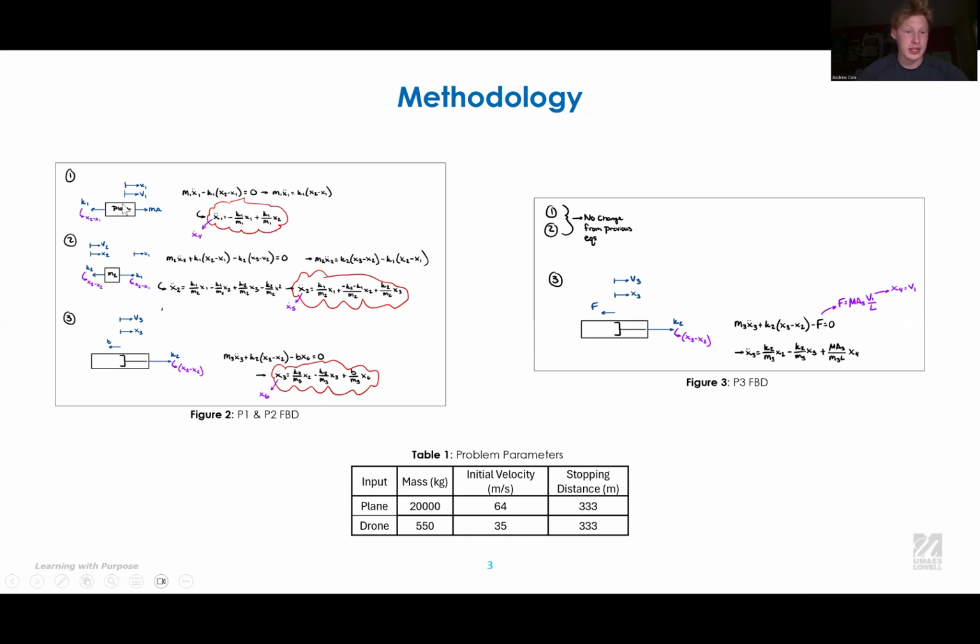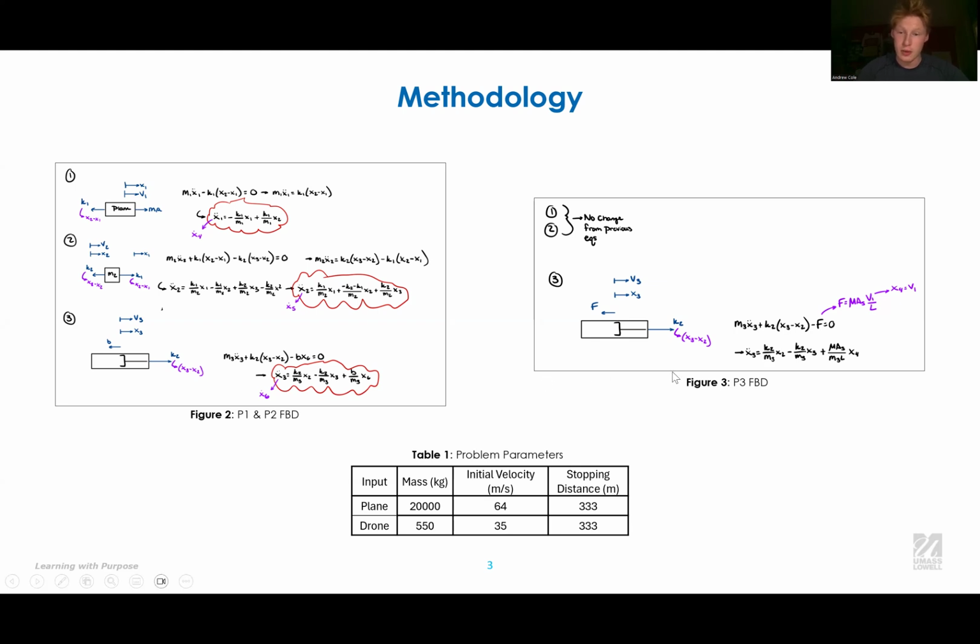Methodology. Using the diagram presented in the previous slide, I was able to separate it into three components revolving around each mass within the system and draw free body diagrams of the forces acting on each of those masses. Using those free body diagrams, I was able to solve with respect to acceleration, which was used within the state space model. Figure 2 shows the free body diagrams used for the state space model in parts 1 and 2, analyzing the damping constant needed for a plane and a UAV to come to rest.